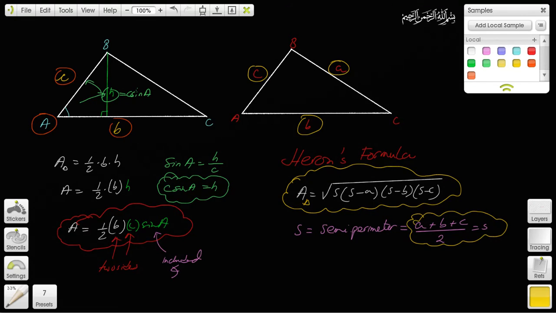So these are two different formulas, other than the usual, most common basic formula, which is 1/2 the base times height, for finding the areas of triangles. These are just alternative formulas for things that you already know about.